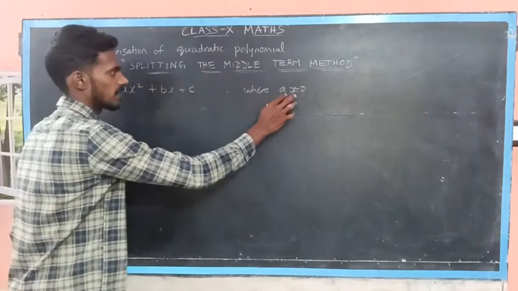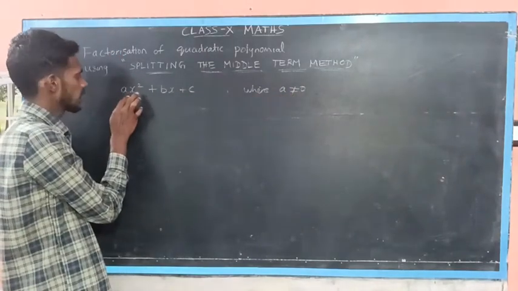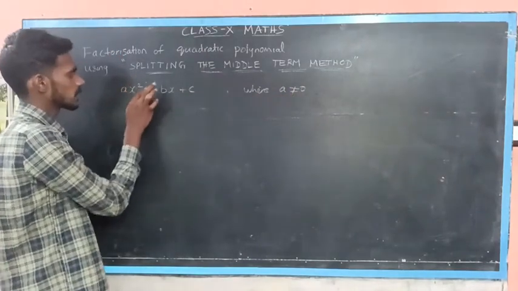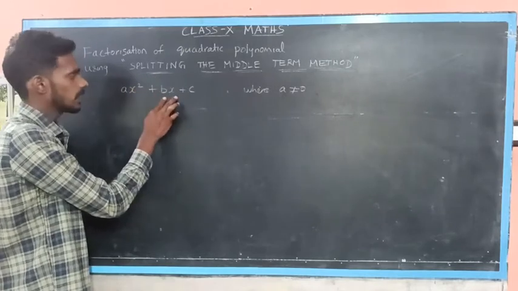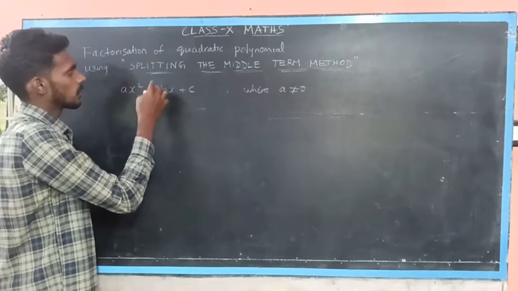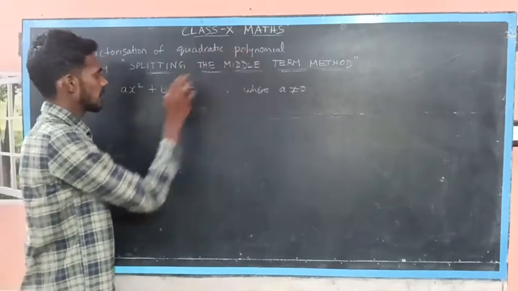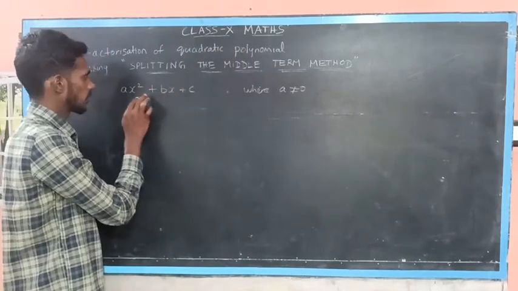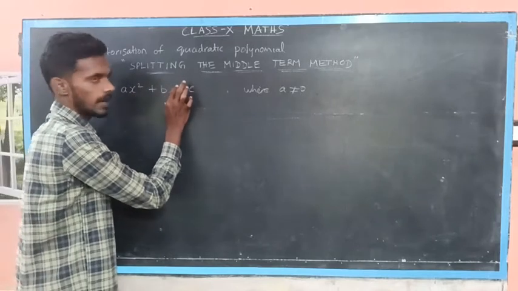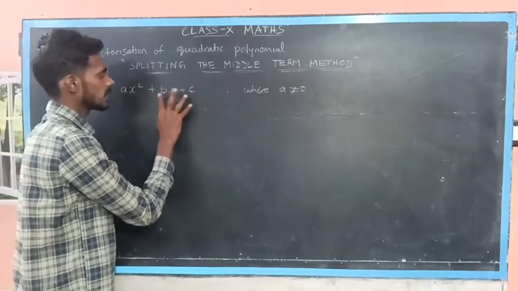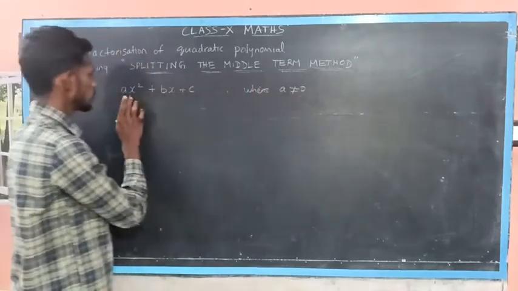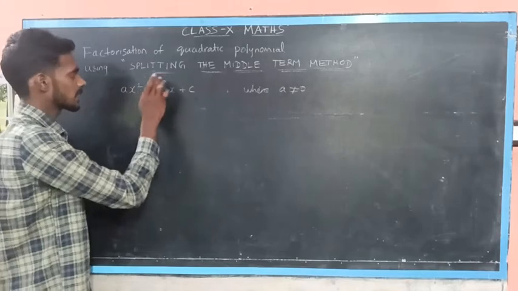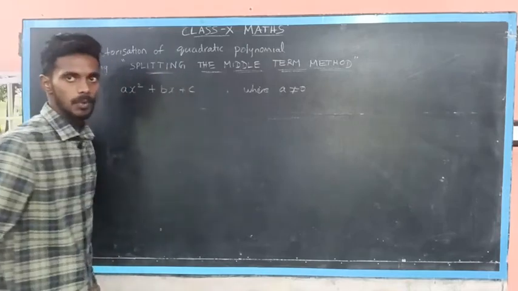Because if we substitute the value of a to be 0, then there will be no x² term in the polynomial. If there is no x² term, then the polynomial will not be called a quadratic polynomial; it will be called a linear polynomial because the degree will be 1. So the value of a must not be equal to 0 in this form. Then we can say that it is a quadratic polynomial.